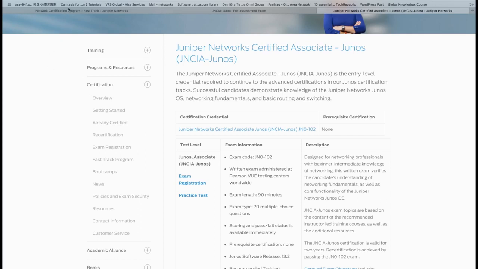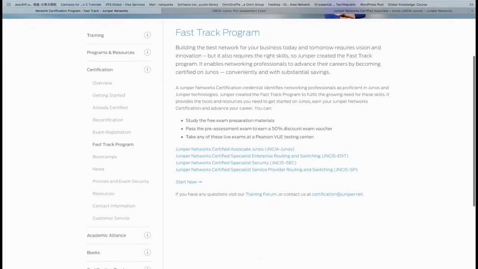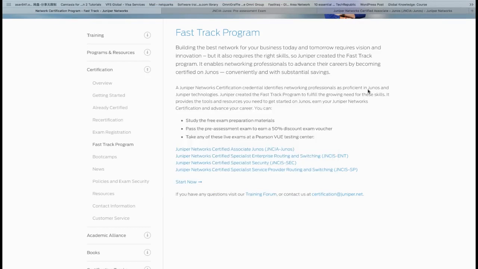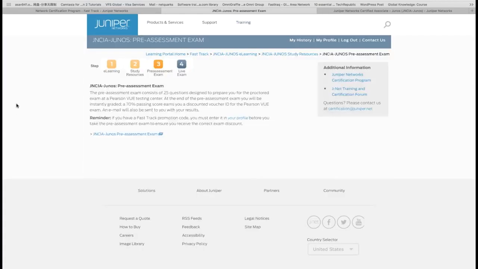Now, one good thing, and I've told you about this in the past, is that Juniper does offer this web page called the Fast Track program, at www.juniper.net/us/en/training/fast track. In the Fast Track program, they give you some reference books for free that you can download digitally, and they also give you, for each exam, from the JNCIA Junos to each and every JNCIS or specialist level, a chance to do a pre-assessment exam.